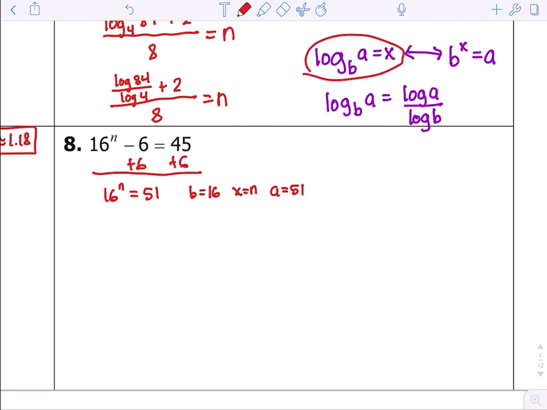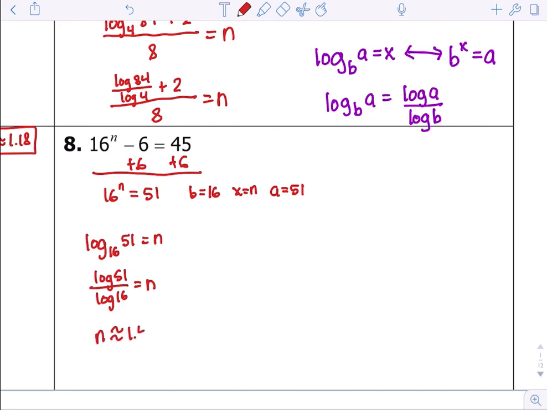When we make it into log form, log base 16 of our argument, which is 51, is equal to our x value, which is n. So change of base formula: log 51 divided by log 16 is equal to n. And now we just solve log of 51 divided by log of 16. So n is roughly going to be around 1.42.